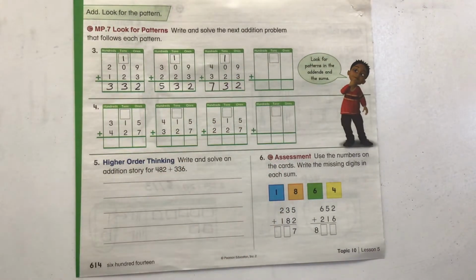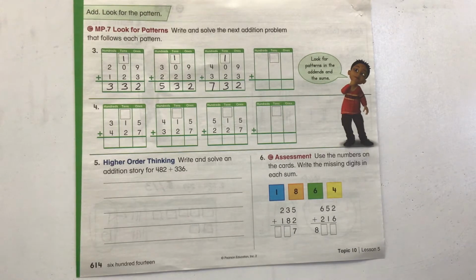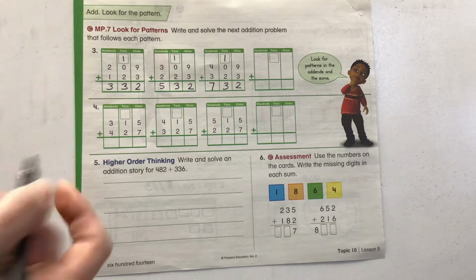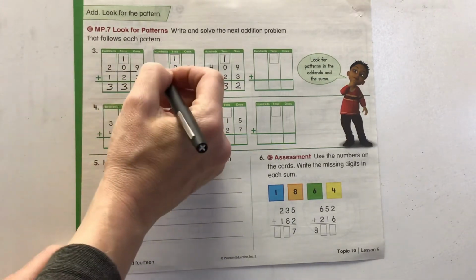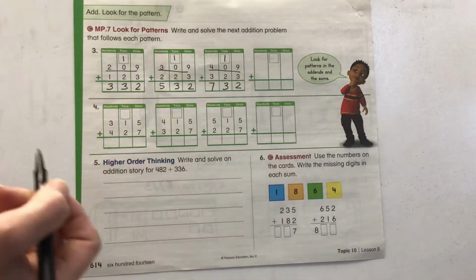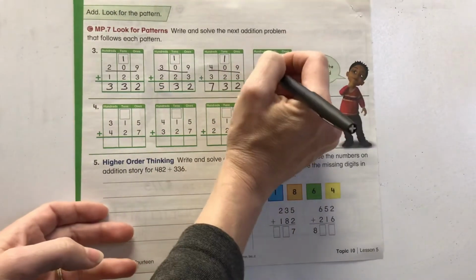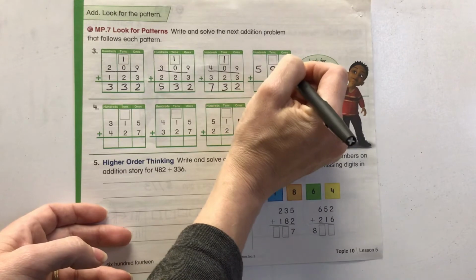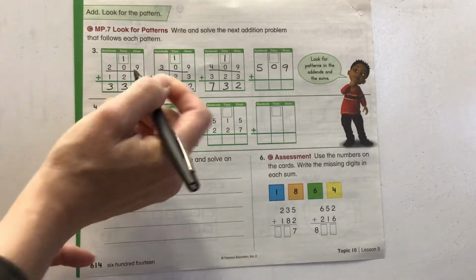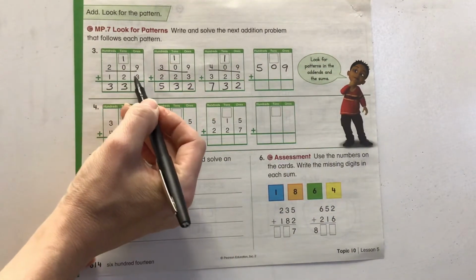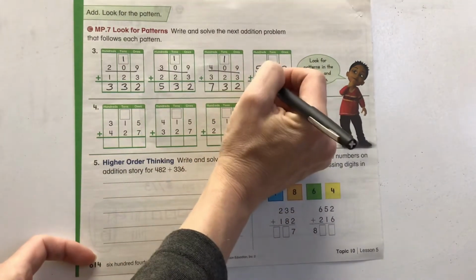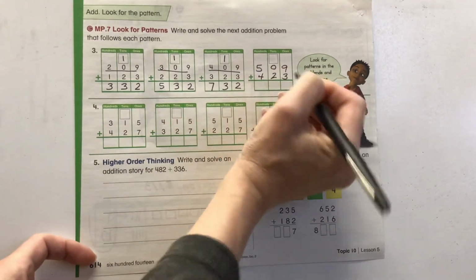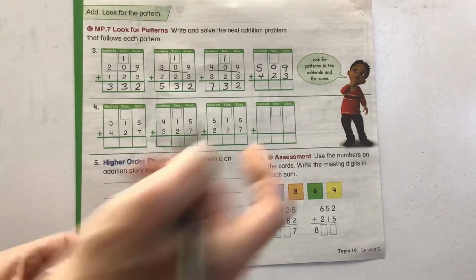And it says, write and solve the next addition problem that follows the pattern. So we can see here we've got 209, 309, 409. So the next one in that pattern would be 509. And then let's take a look at our pattern here: 123, 223, 323. So our next one would be 423 as we go across in the pattern.